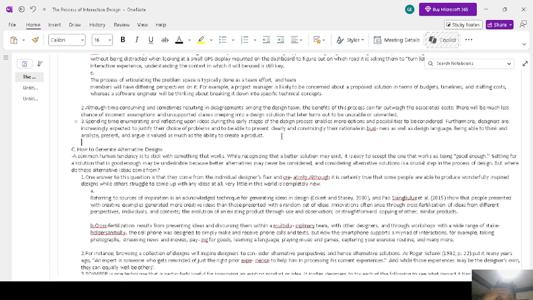There will be fewer mistakes, incorrect assumptions, and unsupported claims creeping into a design solution that later turns out to be unusable or unwanted. Spending time reflecting about the ideas during the early stages of the design process enables more options and possibilities to be considered. Furthermore, designers are increasingly expected to justify their choice of problems and to be able to present clearly and convincingly their rationale in business as well as design language. Being able to think and analyze, present, and argue is valued as much as the ability to create a product.